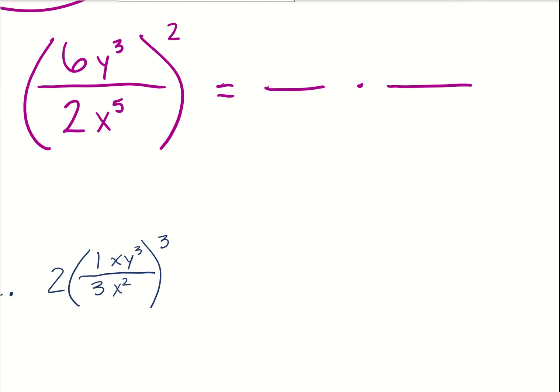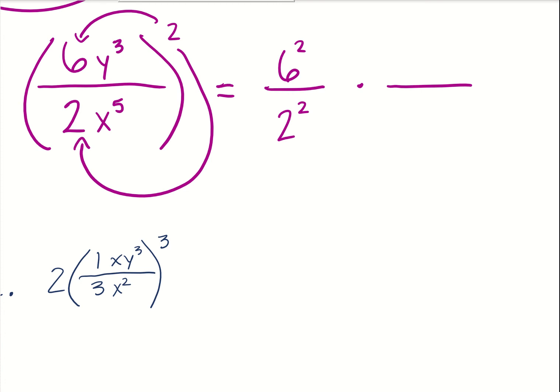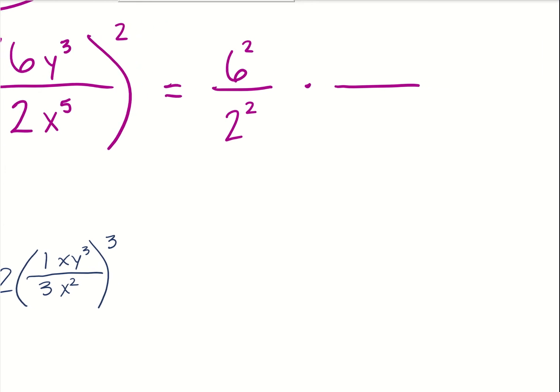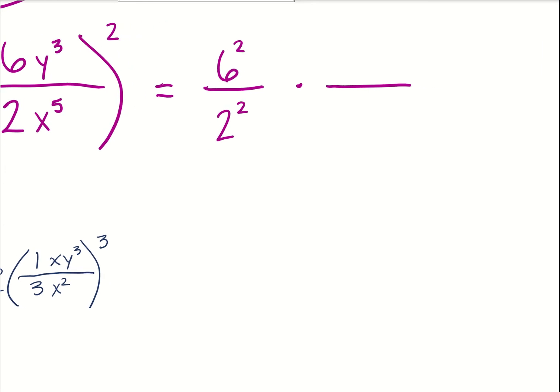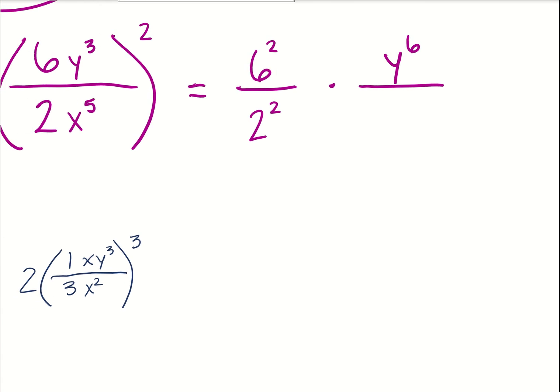I have 6 squared right here, and then I have 2 squared on the bottom, because of this and this. I'm going to erase those arrows just so we don't get too cluttered here. Then I have y to the third to the second. 3 times 2 is 6, so I then have y to the sixth, and then I have x to the fifth on the bottom, also to the second, which means I have x to the 5 times 2, which is 10.